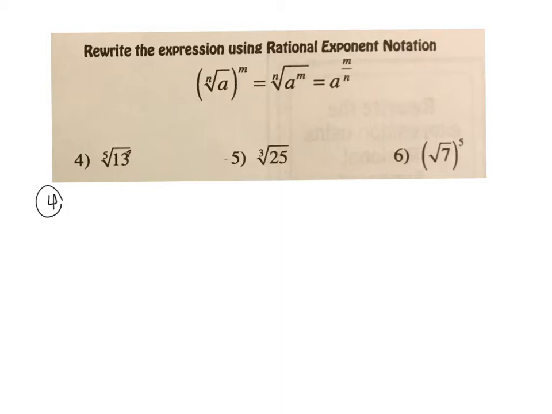So how am I going to write this as a rational exponent? 13 to the power of 1/5. Yes. So 13 raised to the 1/5 power. And that's it. That's all you're doing there. What about number 5? You have the cube root of 25. 25 to the 1/3 power. All right, what about number 6?